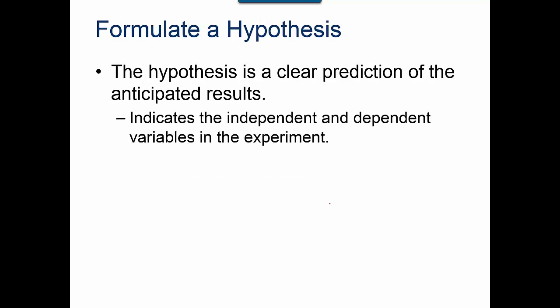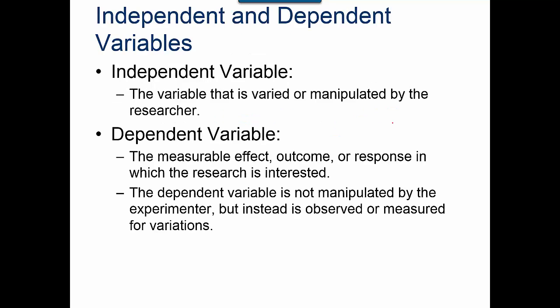Step number 2 is formulating a hypothesis. So you want to have a clear prediction. What do you think is going to be the answer? And in your hypothesis, you should always have an independent and a dependent variable, and you should state what those variables are.